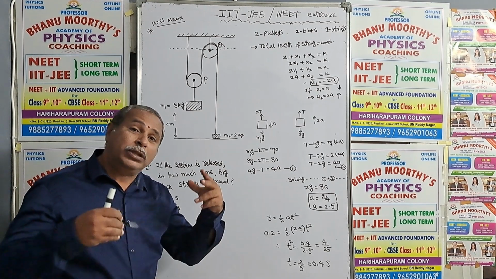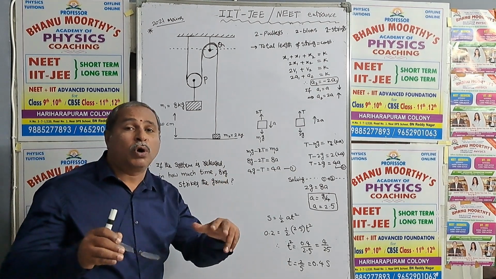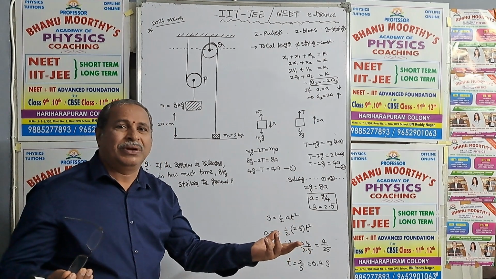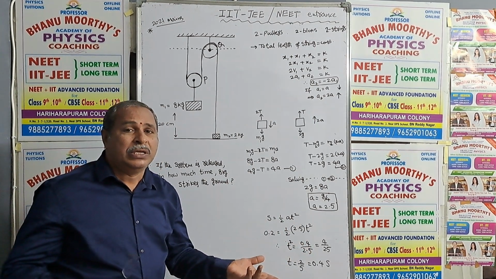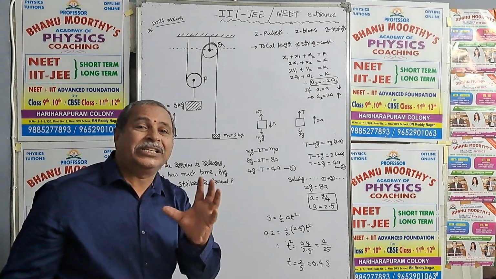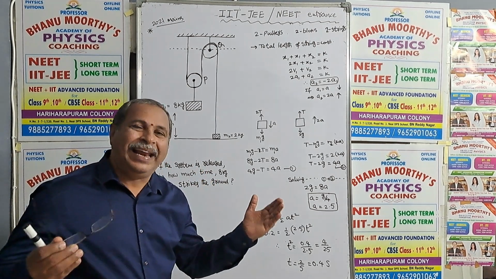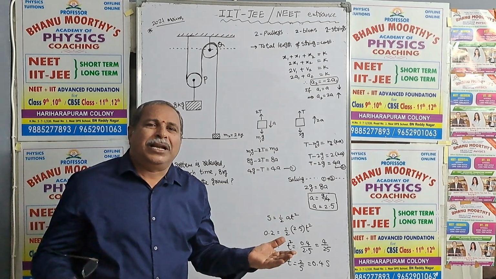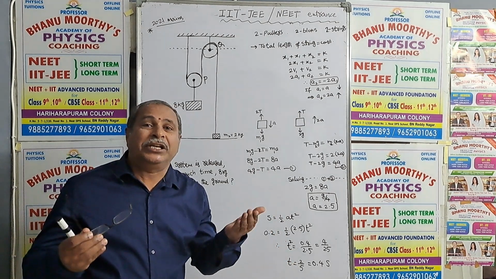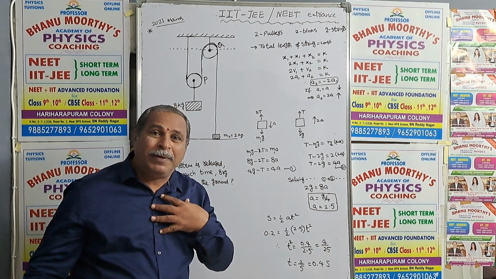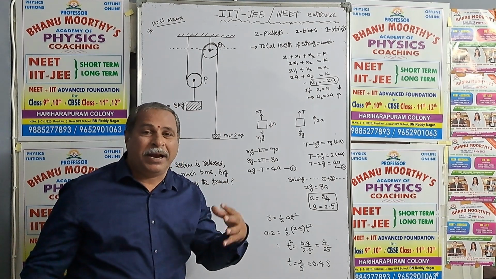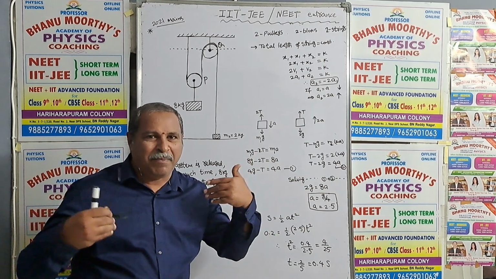There may be more than two blocks also, more than two pulleys also, more than two strings also. Such types of relations are called constraint relations. Even the tutors also don't know the meaning of constraints. Now I am explaining in this video class. My dear students, please get the benefit from me.